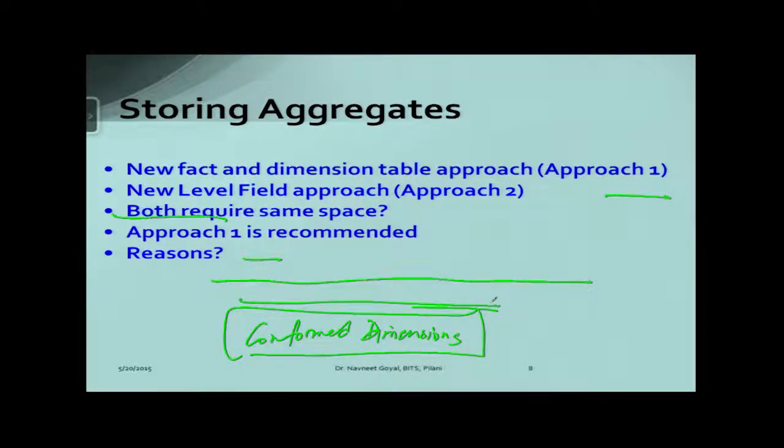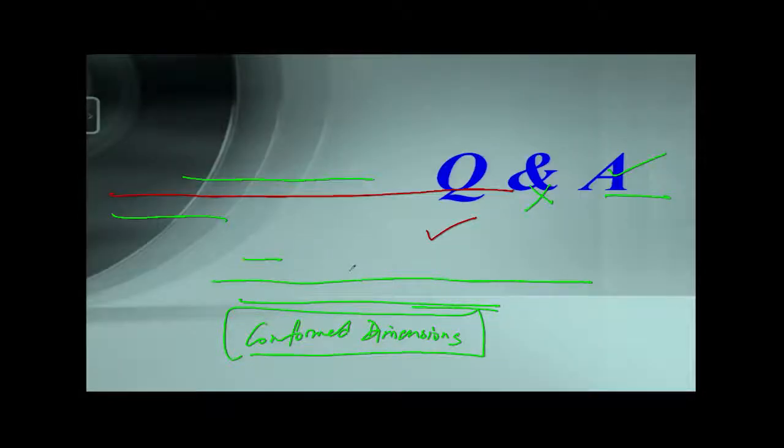Storing aggregates, as I told you, I discussed this already, is a new fact table and dimension table approach. The new level field approach is not used at all. Basically what we do here is that in the same fact table we attach a level, right? And that creates a lot of problems. Both actually require the same amount of space, but still we recommend approach 1, and the reasons are obvious, because it makes things easier for you. You can see what all aggregates are available, and the chance of double counting a particular record is not there, right? So these are the reasons. So this is what we know about aggregates.